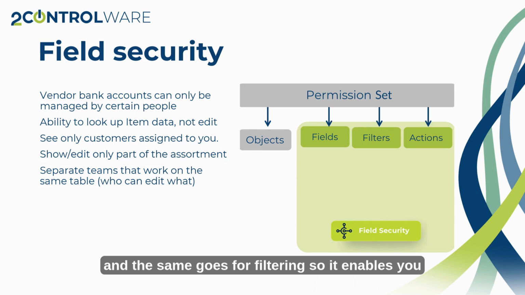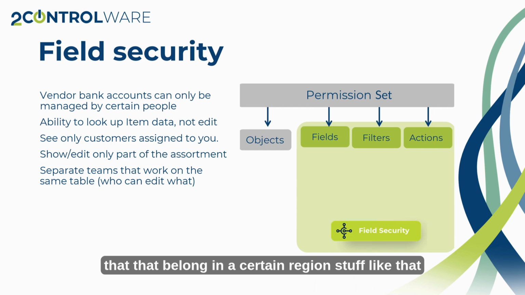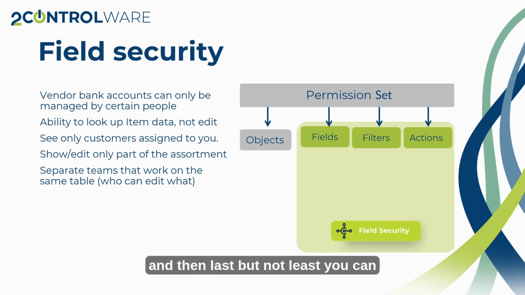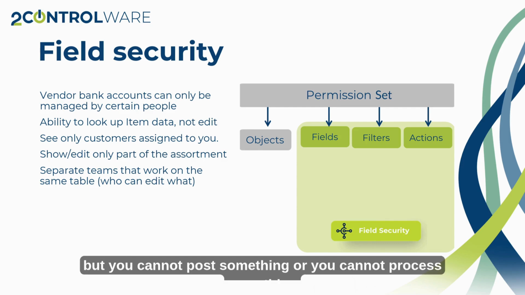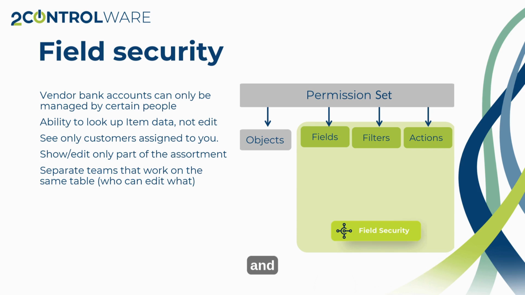The same goes for filtering. It enables you to say you're allowed to make changes to items, however only to items in a certain category, or to things that belong in a certain region. And last but not least, you can limit actions on a certain item. For example, you can see something, but you cannot post or process something. Those are things you can also limit with this module.